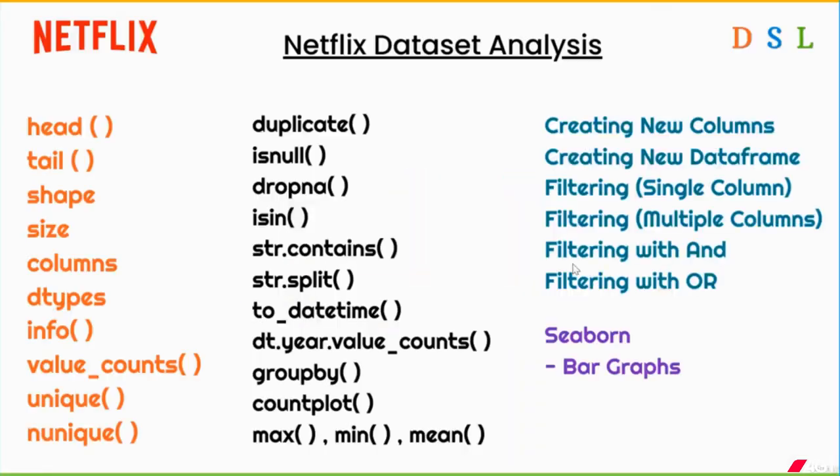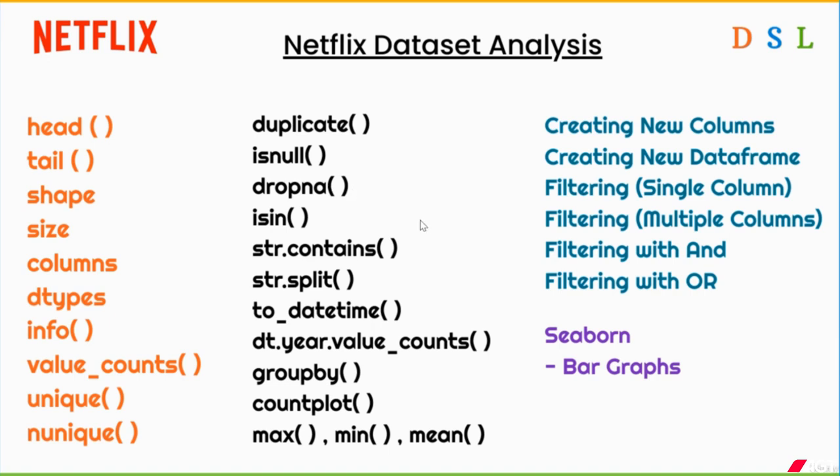In this project, we will analyze the Netflix dataset, and we will use these commands and functions: head function, tail function, shape, size, columns, dtypes, info function, value counts function, and unique function. To remove the duplicates, we will use the duplicated function. To find the null values, we will use the isnull function. To drop the null value records, we will use the dropna function.